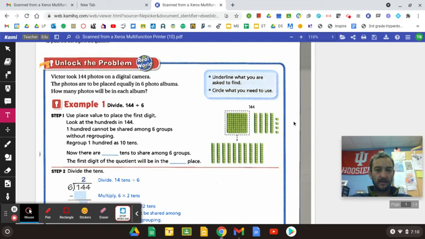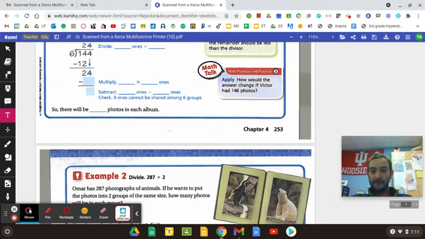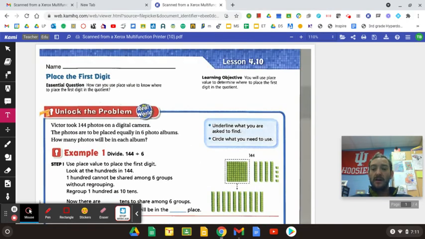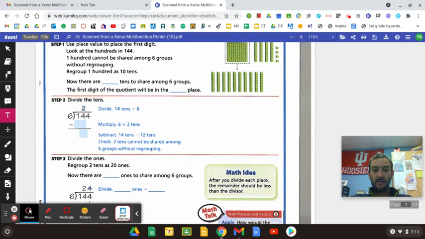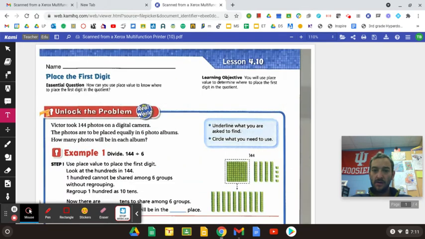All right, guys. This is page 253 in your book. So you need to have your book out and follow along with me here. We're going to do this just like in class. We're going to do the first couple together, and then we'll move on, and you'll get to do the last few on your own. Okay.